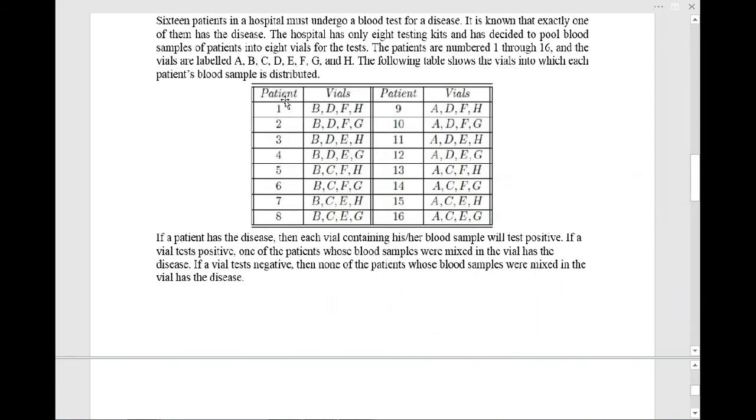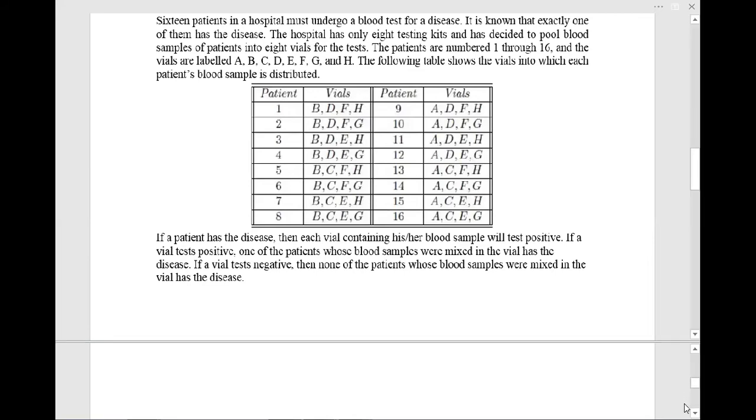So how to read this table? Patient 1's blood sample is put in 4 vials, B, D, F, H. So if patient 1 is infected, all these vials will show it is infected. If a patient has the disease, then each vial containing his or her blood sample will test positive, obviously. If a vial tests positive, one of the patients whose blood samples are mixed in the vial has the disease. If a vial tests negative, then none of the patients whose blood samples were mixed in the vial has the disease. Perfect. So nothing much we can analyze. So let us look at the problems.